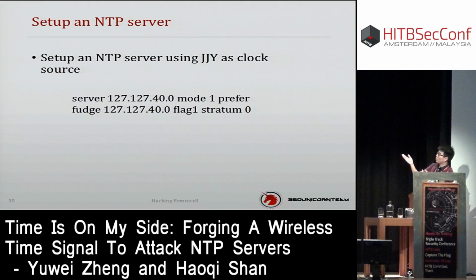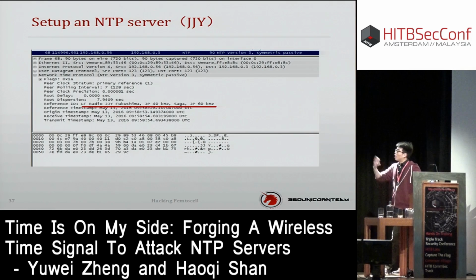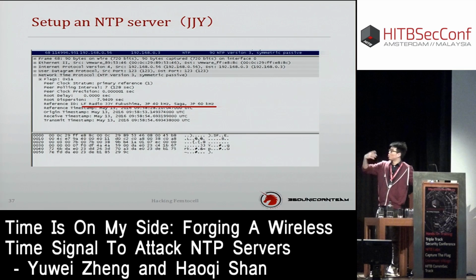Over here is the key point of the NTP server's GPS config file. And here is the GPS. Here we set it up as a GPS driver and as its clock reference. And here is the screenshot. And now we just set the client's NTP server IP address to the NTP server that we just set up.